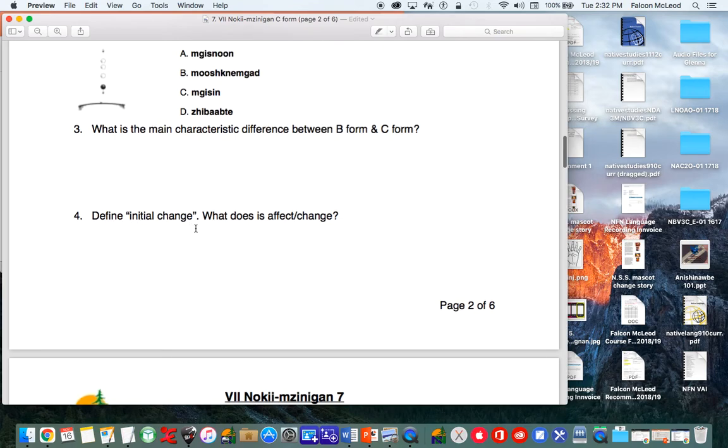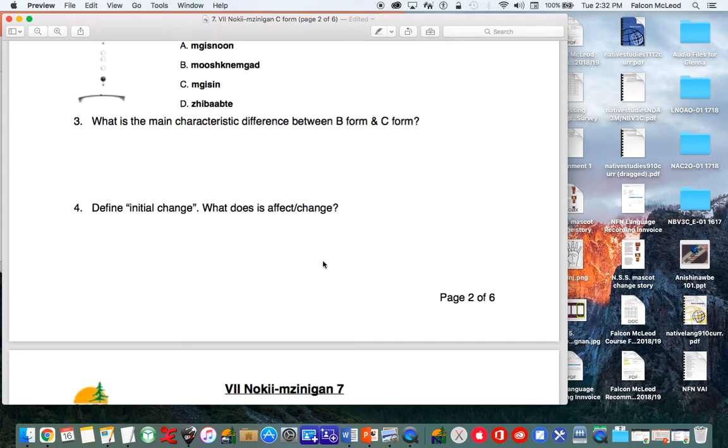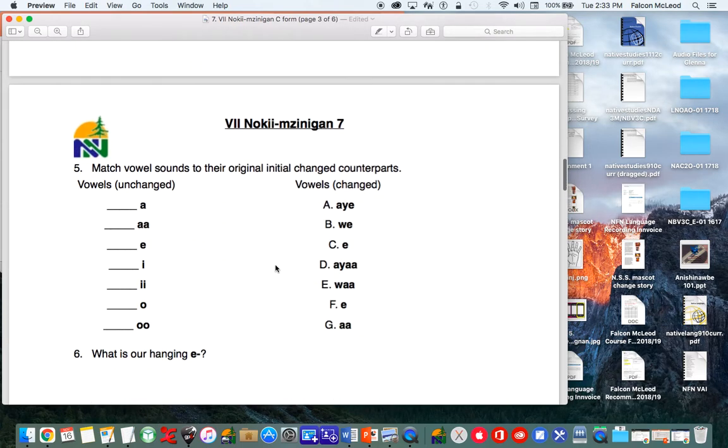Define initial change. What does it affect or change? So initial change we went over in this lesson. What are we changing? What do we change in what, or if what is present, etc.? Go back to your notes or back into the lesson if you don't remember those answers.